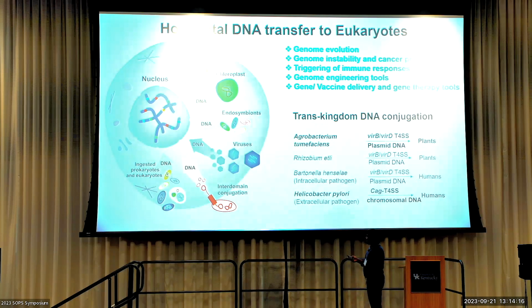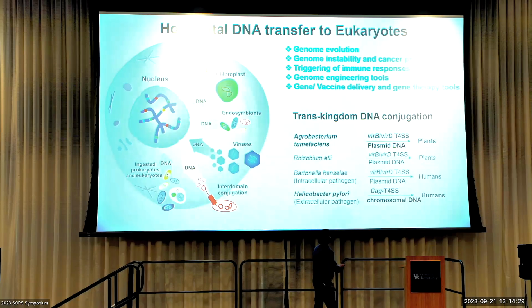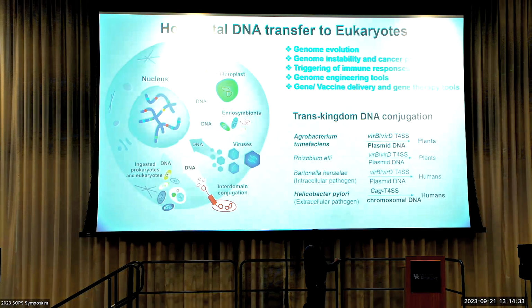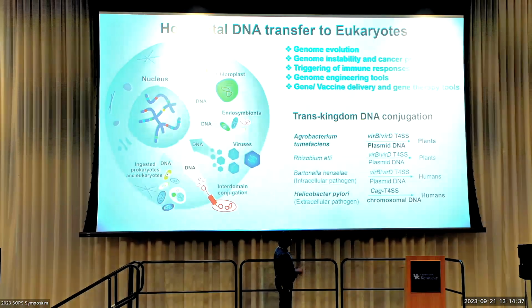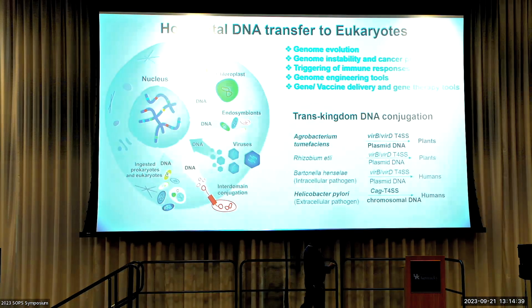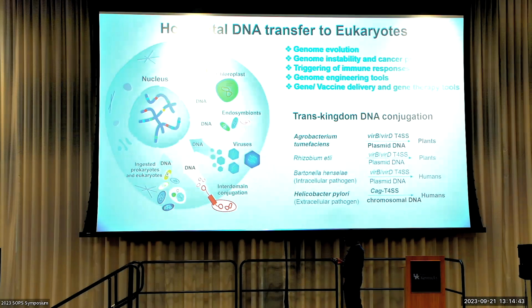Out of this, I'm particularly interested in studying how certain bacteria can translocate their DNA into the eukaryotic host cells. This process is quite rare in nature, and there are not many examples of it occurring. Only a few bacteria are known to translocate their DNA into eukaryotic host cells, for example, Agrobacterium tumefaciens and Helicobacter pylori. Out of these, the best studied system is that of Agrobacterium tumefaciens.